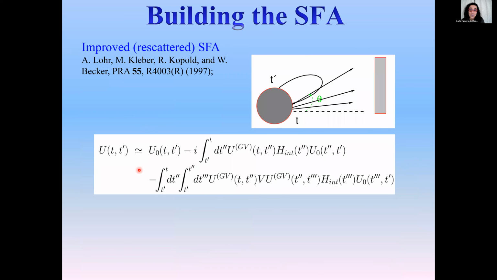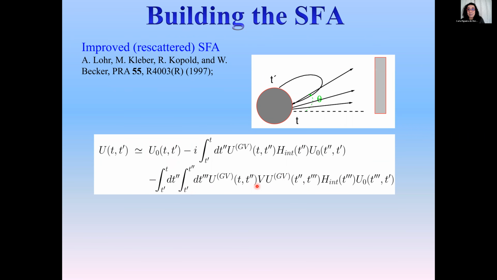One thing that you can do is take the other term. This was done in the late 90s. Here you have included one rescattering with the core. This is what we are going to use to calculate rescattered ATI and also harmonics.